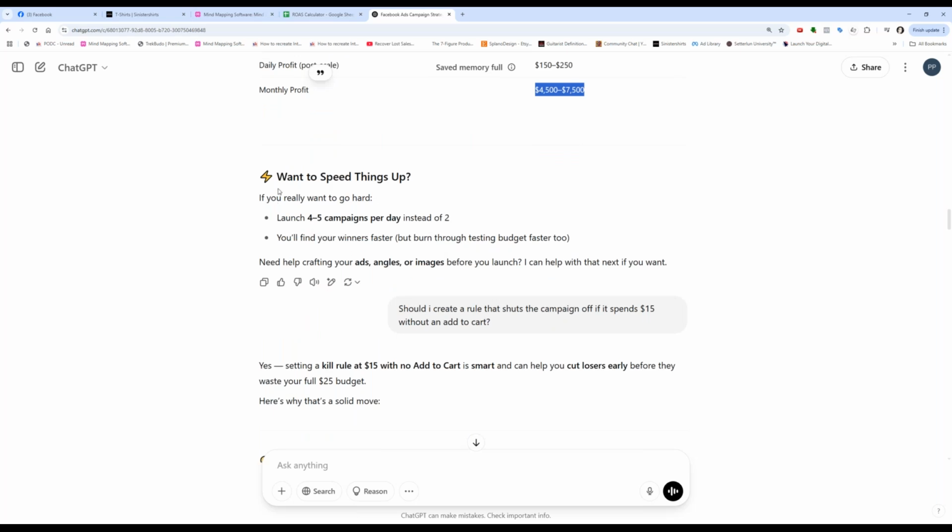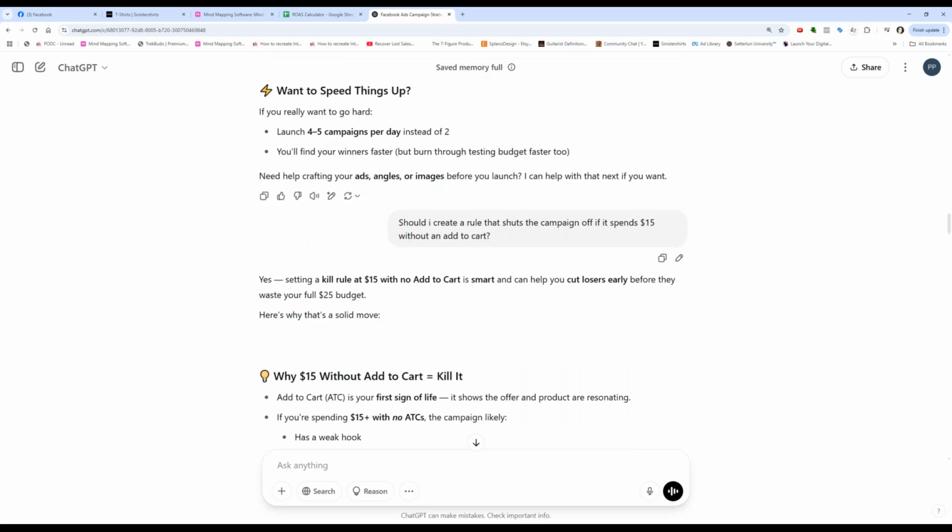Want to speed things up? I didn't even ask it this. If you really want to go hard, launch 4 to 5 per day instead of 2. You'll find your winners faster, but of course, you'll burn through your budget testing faster too. Need help creating ads, angles, or images before you launch? I can help. And I was like, huh? Okay. That's amazing. I should have said yes right there.